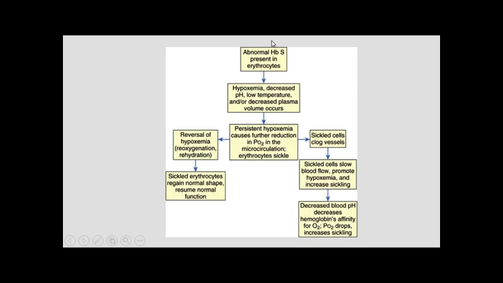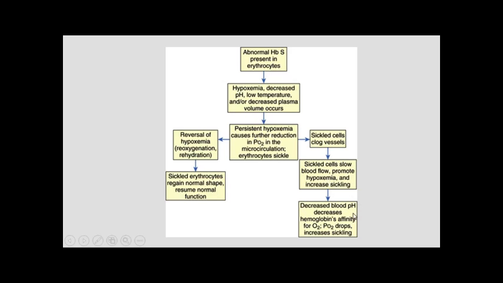Okay, abnormal hemoglobin S. Hypoxemia, low temperature, low pH, and decreased plasma, dehydration, will produce the sickling of the cells, and the clogging of the blood vessels. Okay? These sickle cells will produce hypoxemia. More hypoxemia will increase the sickling of the cells. It's like a vicious cycle.